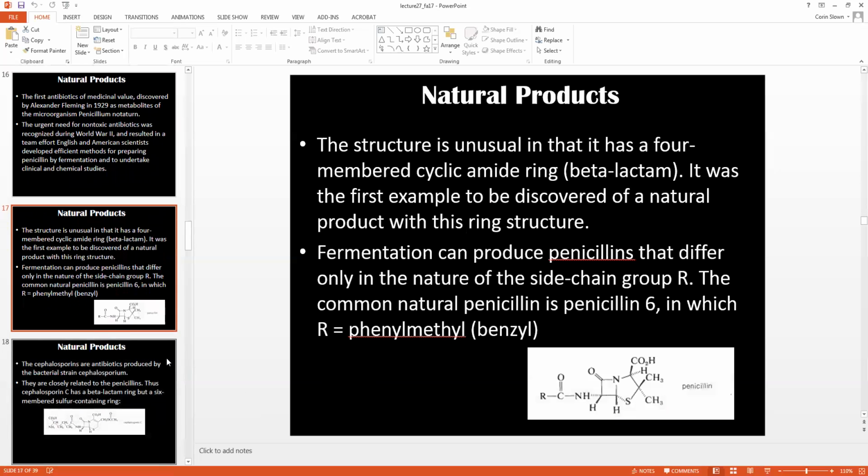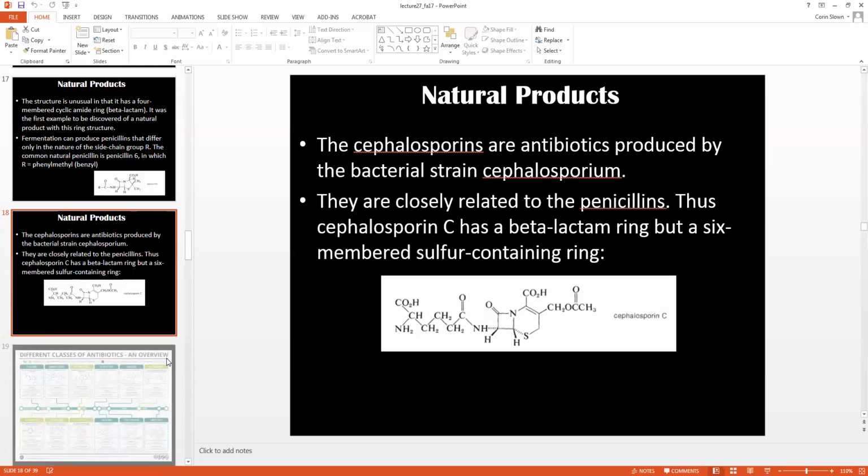The structure is unusual in that it has a four-membered cyclic amide ring. A beta-lactam is what that's called, and it was the first example to be discovered of a natural product with this type of ring structure. Fermentation can produce penicillins that differ only in the nature of the side chain group R. The common natural penicillin is penicillin G, in which R is the phenylmethyl, or benzyl, group.